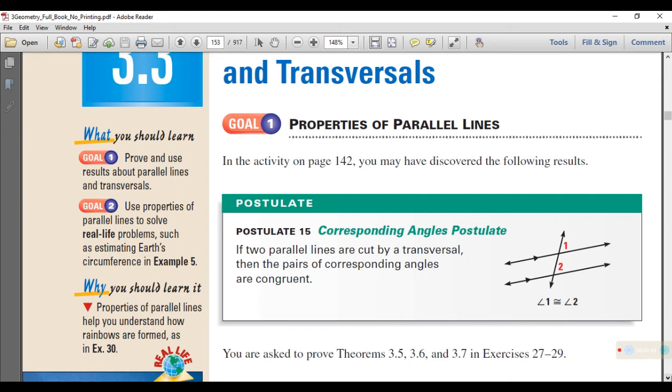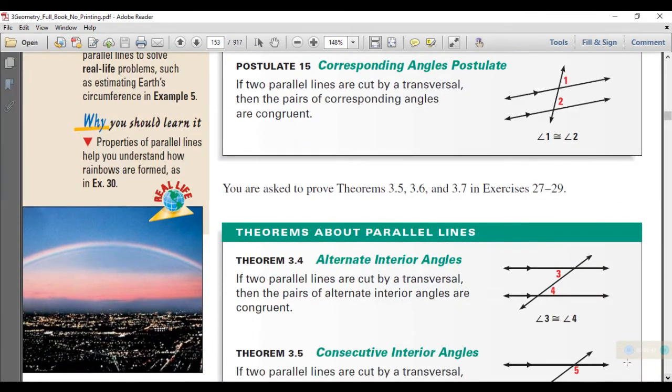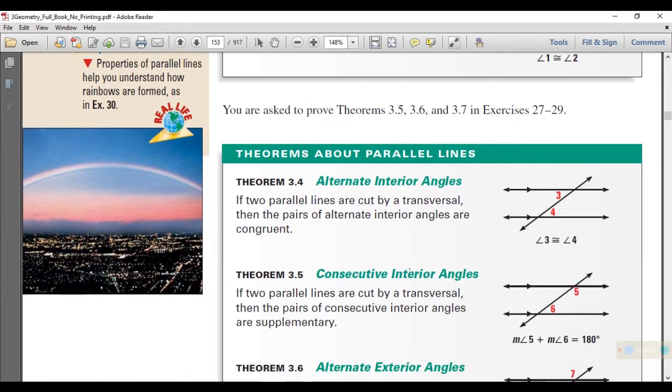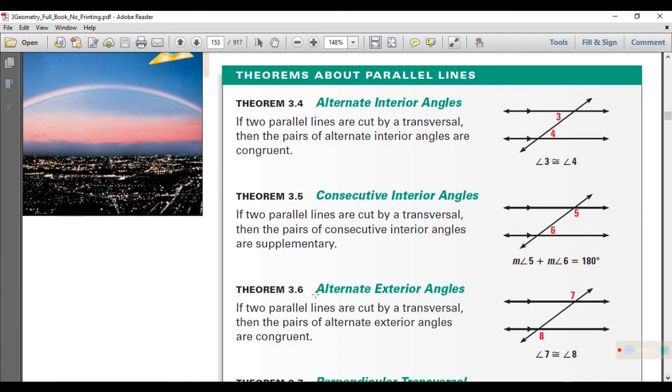Tapos, quick discussion lang tayo dun sa iba pang mga angle pairs. Alternate interior angles from parallel lines cut by a transversal, again, congruent. Consecutive interior angles cut by a transversal, supplementary. So, angle 5, angle 6, consecutive interior angles, ang measurement nila ay equal sa 180 when combined. Alternate exterior angle, 7 and 8, again, congruent.